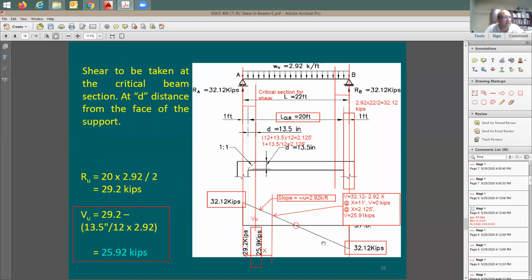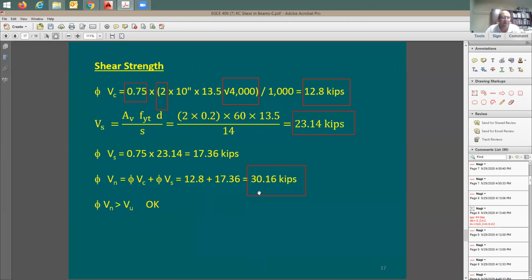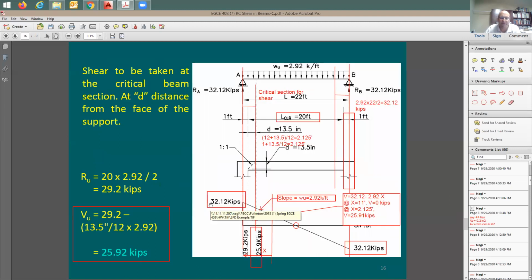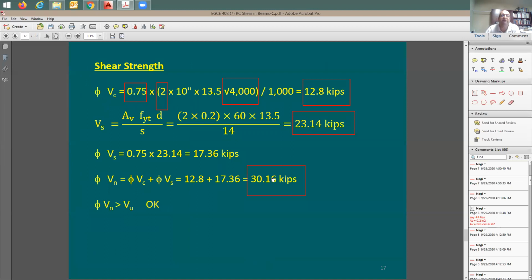Now think about what happened. If you decide to take the reaction here and use it to be V sub U, it means your beam is not good in shear, because your capacity is equal to 30 kips and your demand is going to be 32. So this is not good. We're just lucky here that the code is reducing the shear demand to be at the distance away from face of support. It's going to be the 25.9. Now your beam is going to be okay in shear.